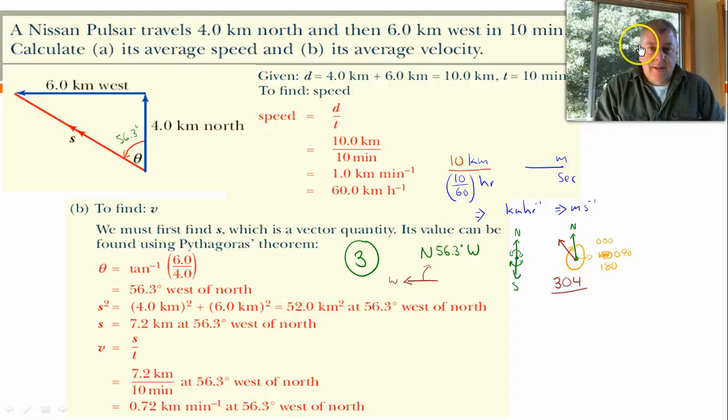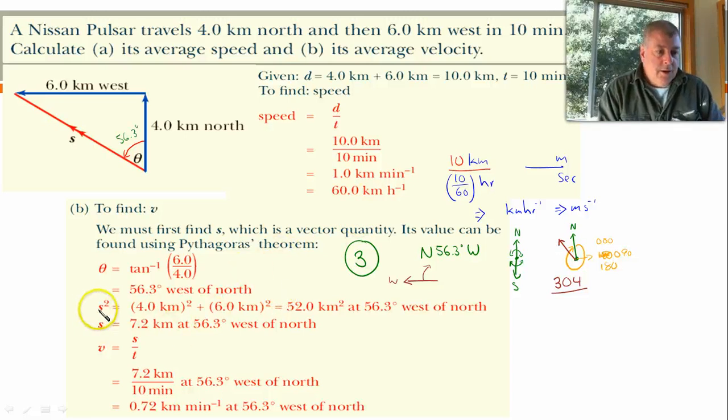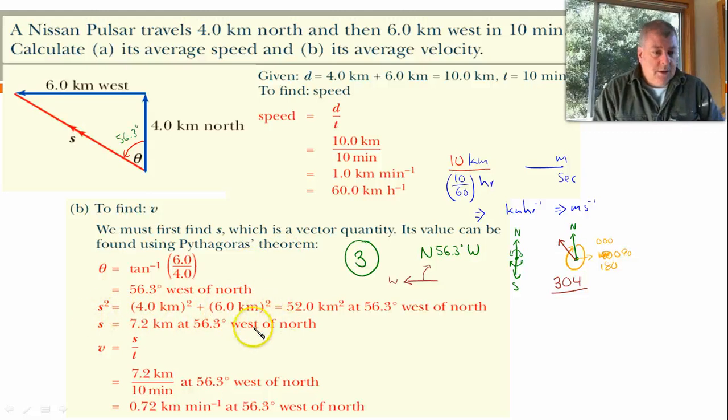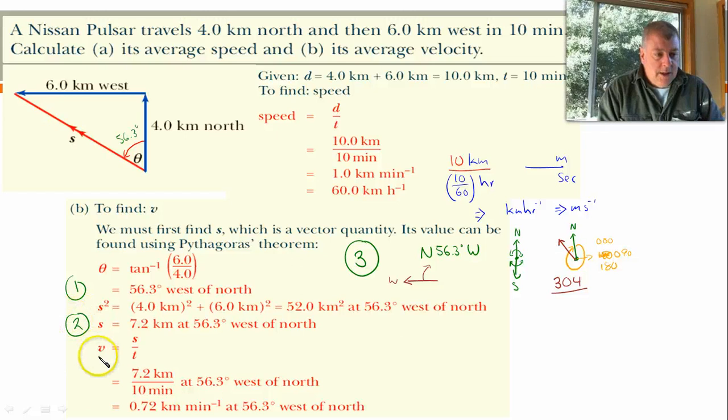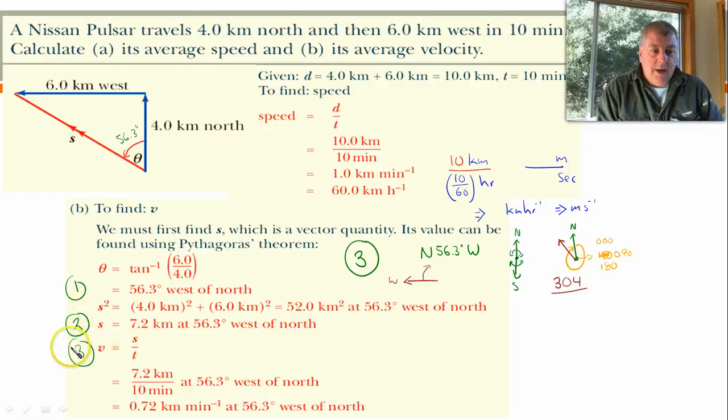So we've done that, and what we've got to do now is they've worked out the displacement, and they're using Pythagoras to work out the displacement, which they get to be 7.2 kilometers. Now the displacement is at the same bearing that we've just worked out. So that's the first thing, to work out the angle. The second thing was to work out the displacement, and the third thing is to work out the velocity.